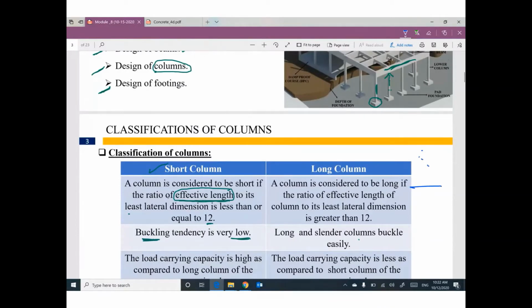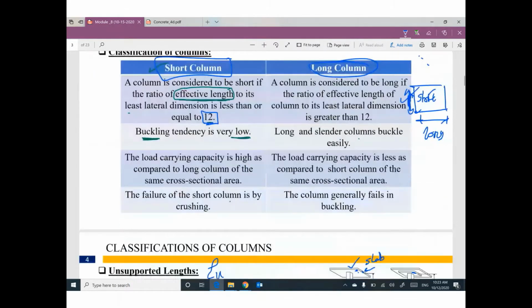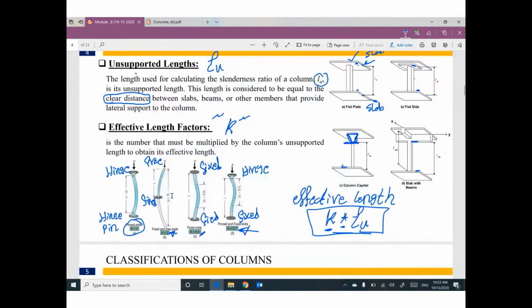looks like this. So sometimes we have a long direction and sometimes we have a short direction. I'm talking about the least dimension of the cross section, this one. Effective length divided by this one. If this number is smaller than 12, you are talking about a short column. Greater than 12, you are talking about a long column. Any questions so far? Looks good.